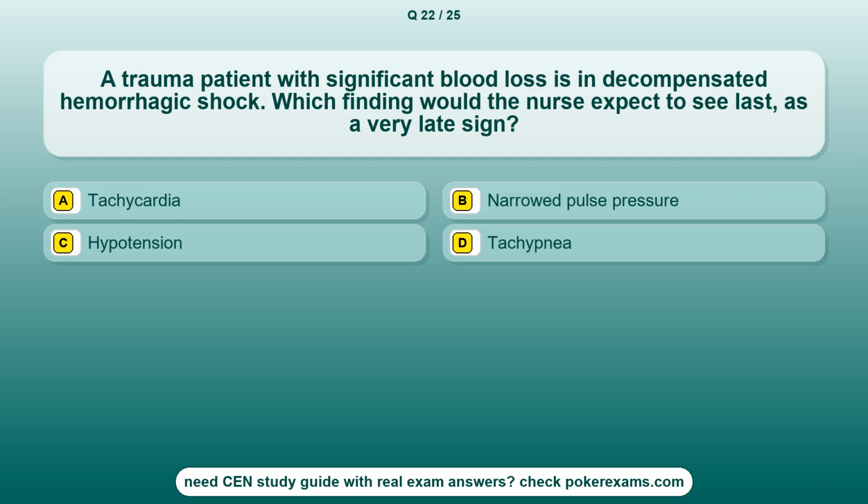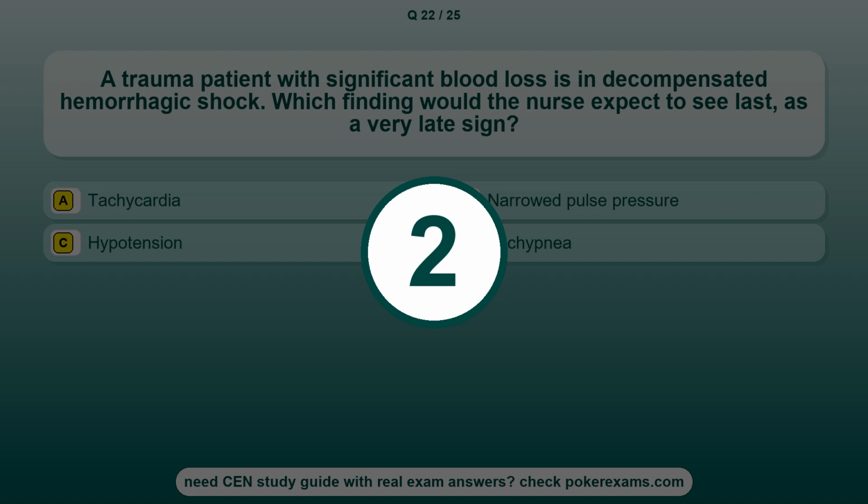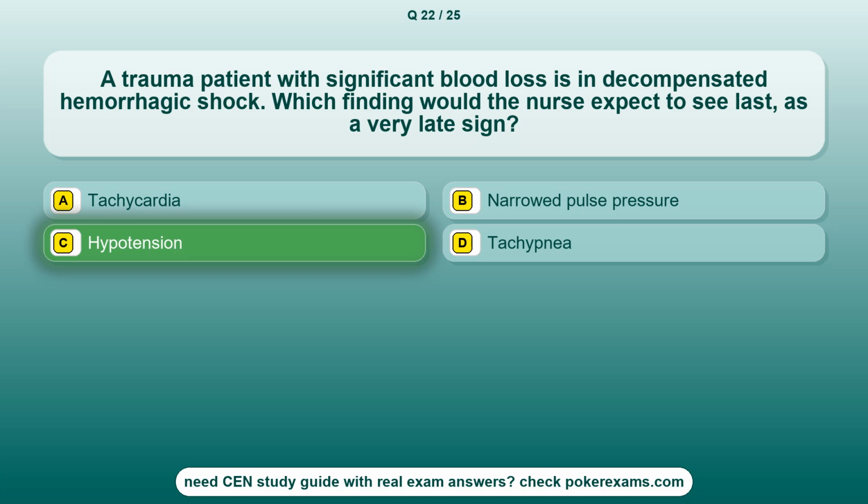Question 22. A trauma patient with significant blood loss is in decompensated hemorrhagic shock. Which finding would the nurse expect to see last, as a very late sign? Option A, tachycardia. Option B, narrowed pulse pressure. Option C, hypotension. Option D, tachypnea. The correct answer is option C, hypotension.